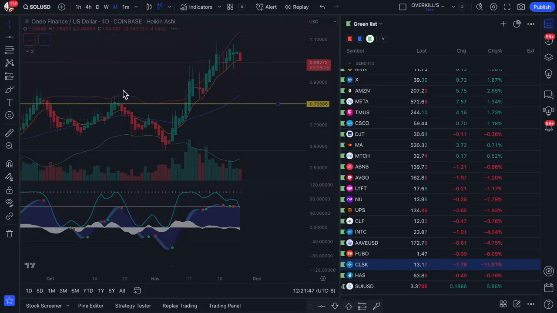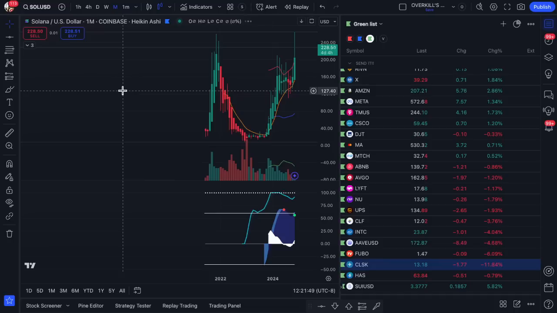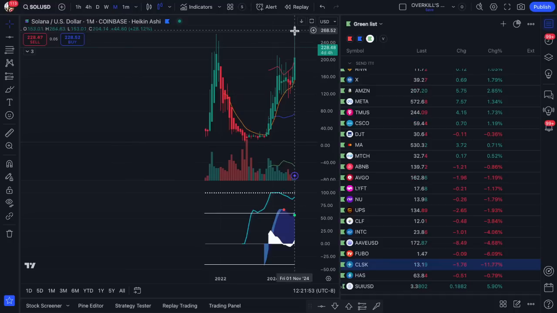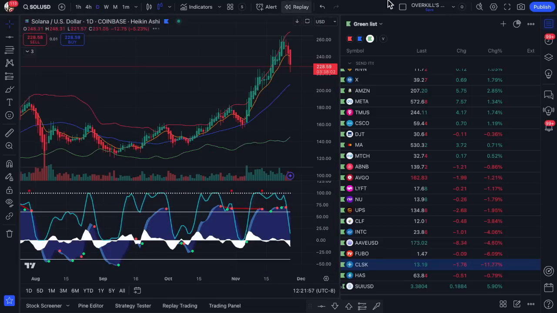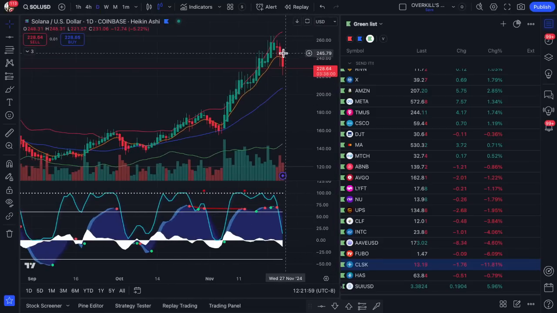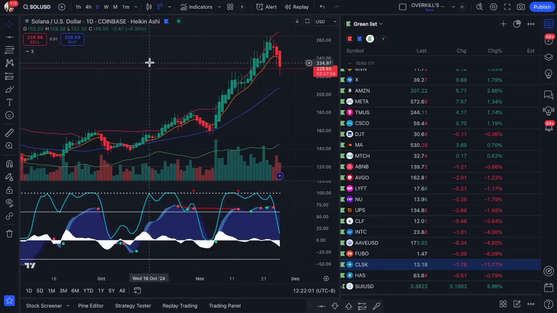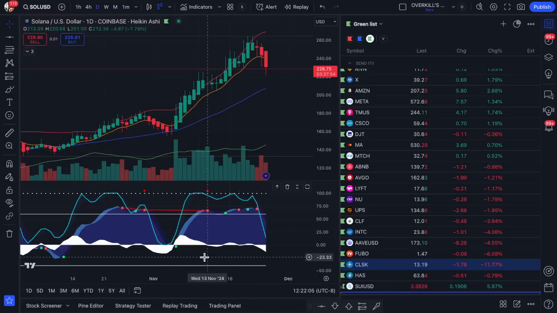Here's Solana. Solana's green and breaking out, busting out. Okay, we actually hit an all-time high. But let's look at the daily. The daily's been pulling back. Okay, daily's pulling back. We got our 3-day pullback so far, which is beautiful. This one's going to go back over here on the green list. Okay, stochastics getting closer to 0 there.